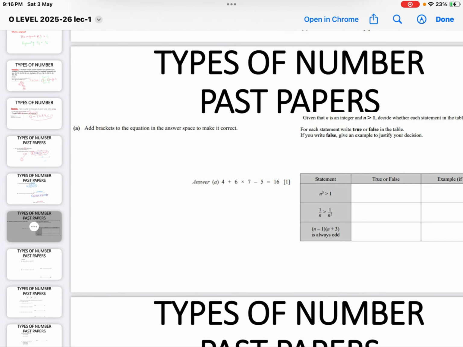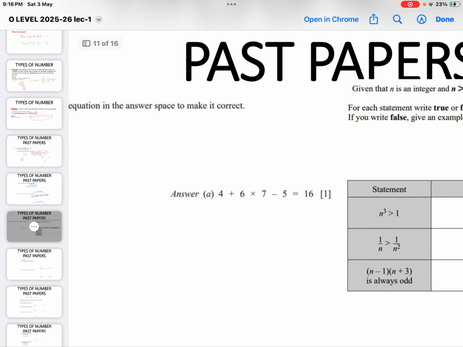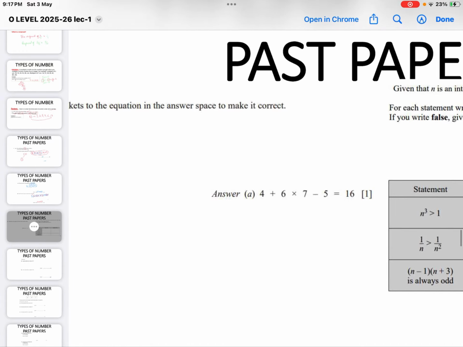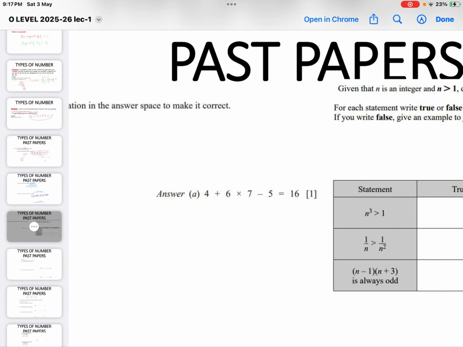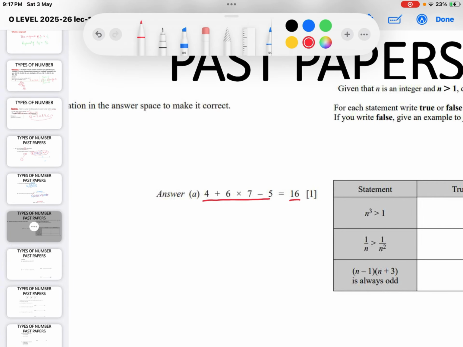Now the question part, I add a bracket to the equation in the answer space to make it correct. So they are saying there is the equation they have given us. We need to put a bracket on it to make them equal. You can see they have given us this equation and its answer 16. So I hope you know about BODMAS: bracket, open, divide, multiply, addition, subtraction. So we need to make it 16. For example, this is a very simple question.